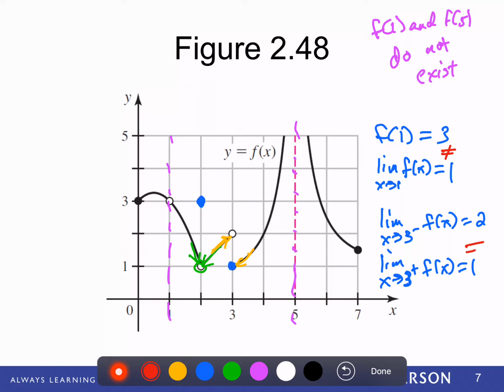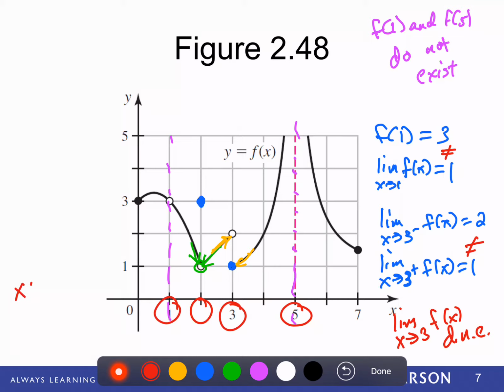Since these two things are not equal, we would get that the limit as x approaches 3 of f of x does not exist. So we have discontinuity at x equals 1, at x equals 2, at x equals 3, and at x equals 5. Those are the spots where f is discontinuous. Again, the discontinuity points are x equals 1, 2, 3, and 5.